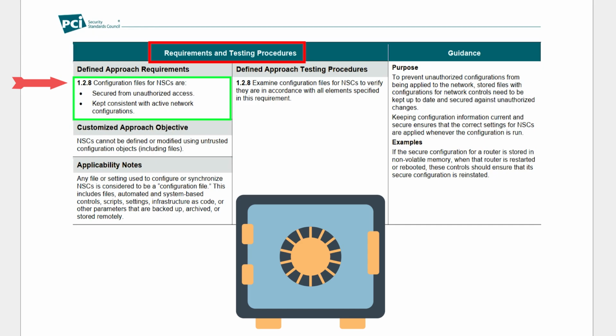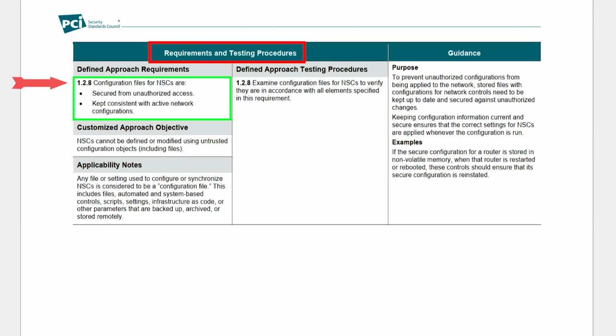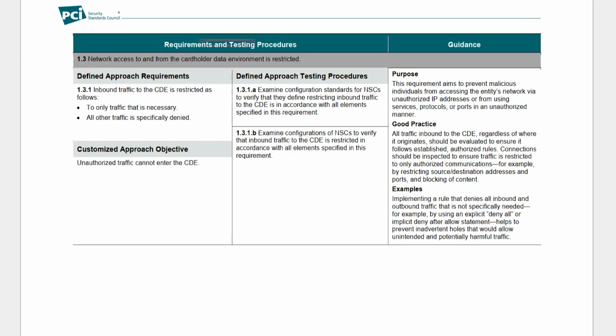How are we going to test this requirement? We are going to examine those configuration files for network security controls to verify that they are in accordance with all elements specified in this requirement. Requirement 1.3. Network access to and from the CDE is restricted.